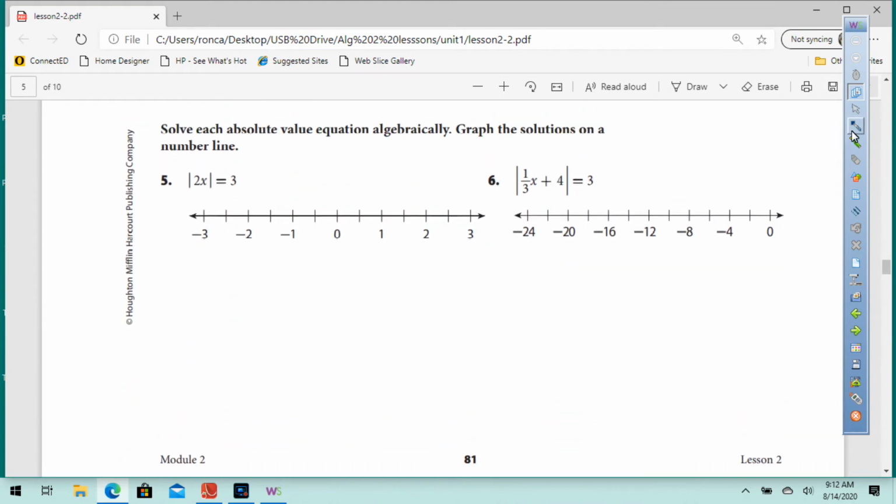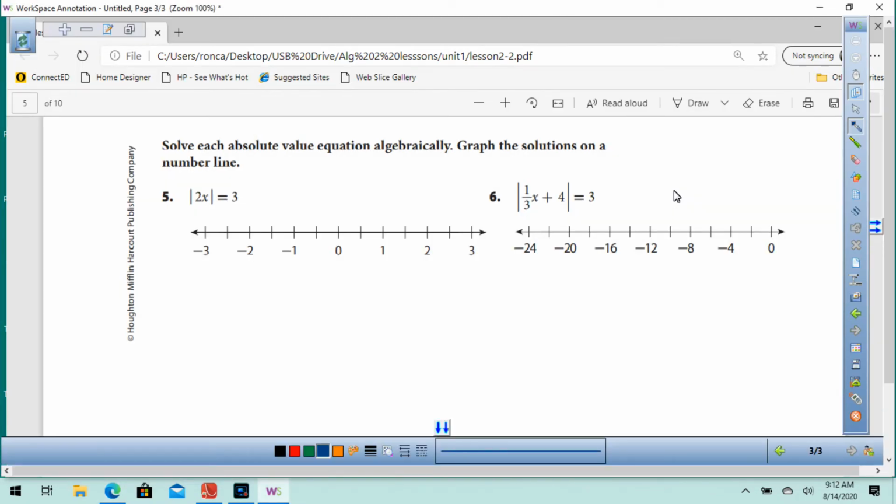This is more like what y'all are probably used to seeing. We have solve each absolute value equation algebraically. So this is the second way to do it. You have the absolute value of 2x equals 3. So we're going to have case 1: 2x equals 3, and then case 2: 2x equals negative 3.